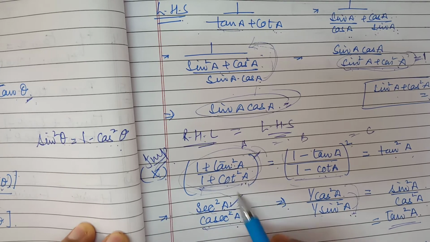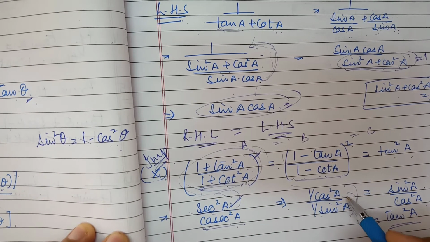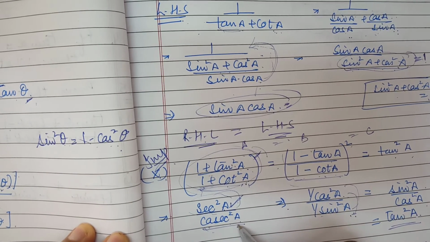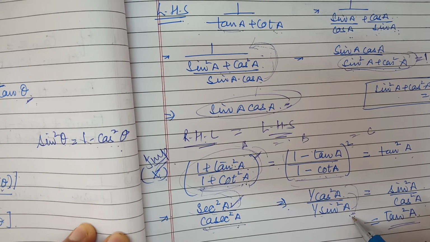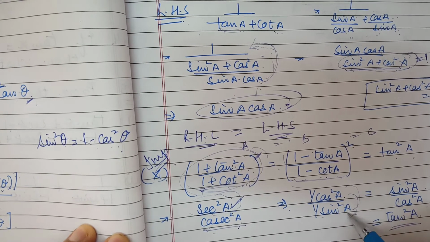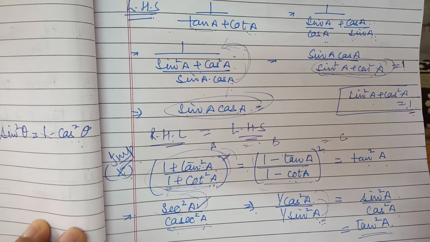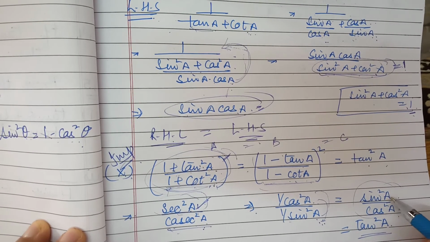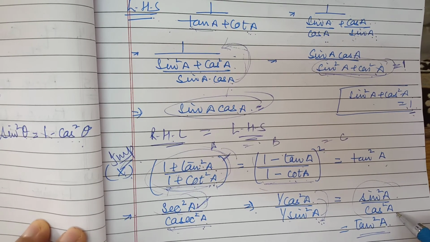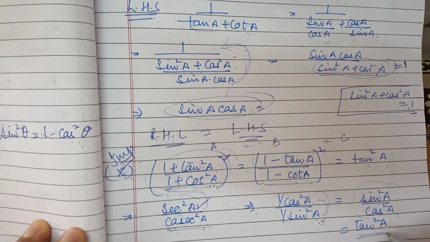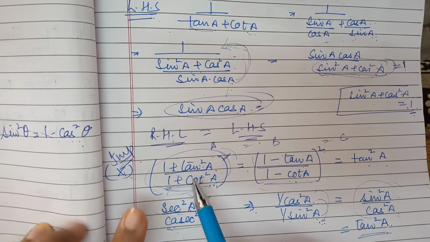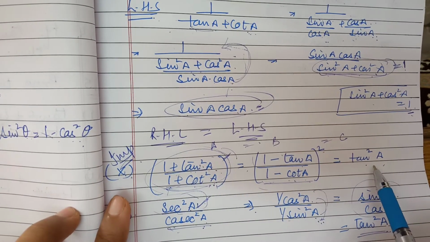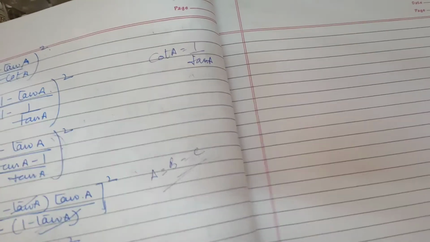Now in place of secant, can I write down 1 upon cos square A? And in place of cosecant, I can write down 1 upon sin square A, as these two are the reciprocal. Now after solving it, I get this answer, sin square A upon cos square A. Now we get this tan square A. So the A will become equal to C. Now we have to prove the second part. So how can we do that?